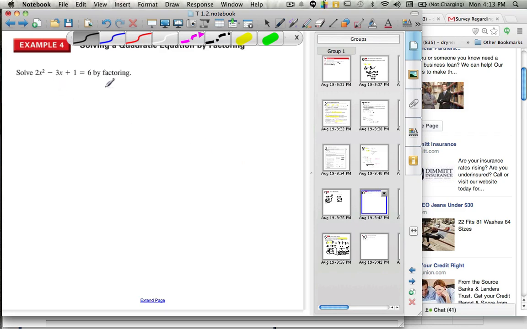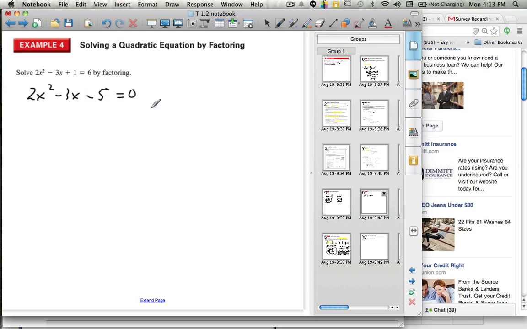If I want to solve by factoring, the first thing I need to do is put it into standard form. So by subtracting 6 from either side, I put it in standard form and I make it equal 0, which is what we want. Then I want the factors of 2 times the factors of 5 coming out with a difference of 3. Well, the factors of 2 are 2 and 1, the factors of 5 are 5 and 1. 2 times 1 is 2, 1 times 5 is 5, and they have a difference of 3.